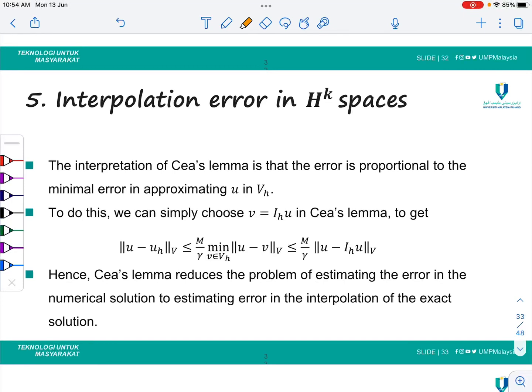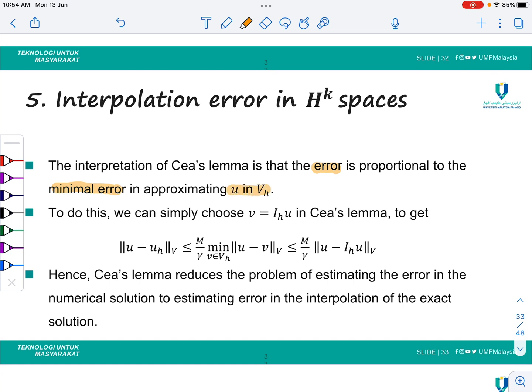Hi, let's continue. In this topic, we are dealing with error in finite element. So the title is Interpolation Error in H^k Spaces. The interpretation of Céa's lemma is that the error is proportional to the minimal error in approximating u in V_h.